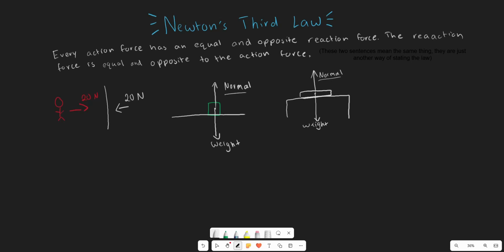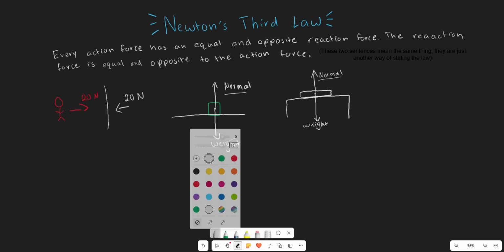The action and reaction forces can't act on the same object. Like you can see here, where the person is pushing against the wall and the wall is pushing back. The person pushes on the wall and the wall pushes on the person. They're both acting on the opposite object. Here, the box is pushing on the floor and the floor is pushing on the box. The textbook is pushing on the table and the table is pushing on the textbook.